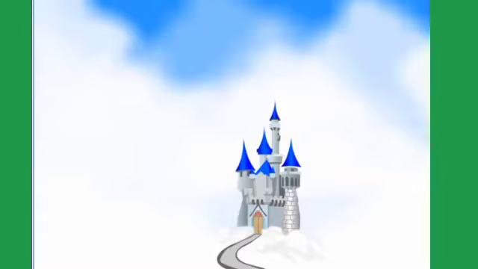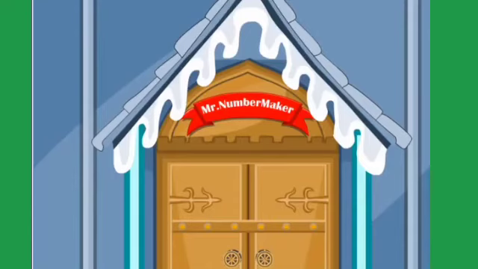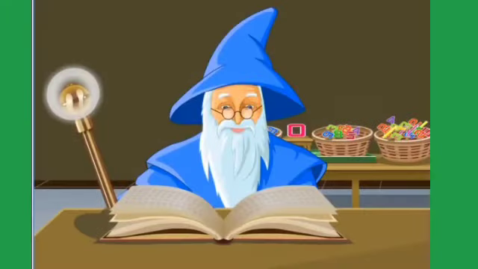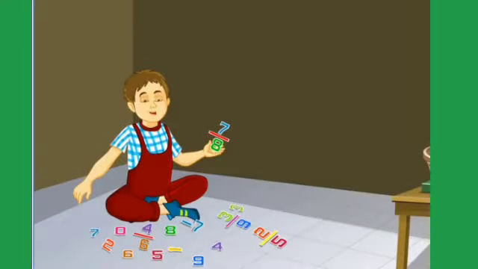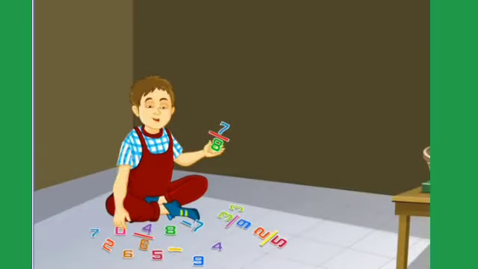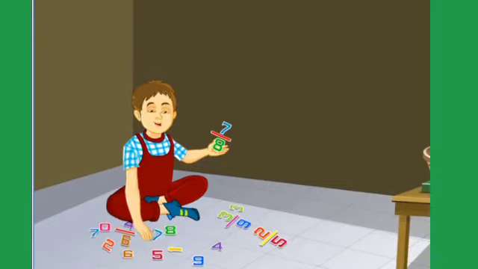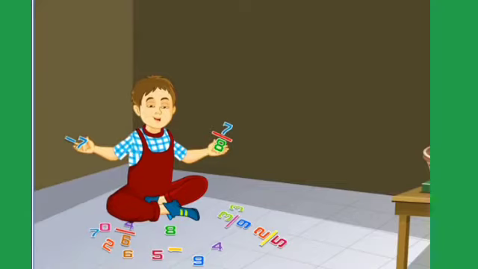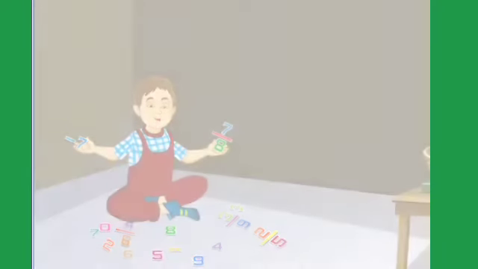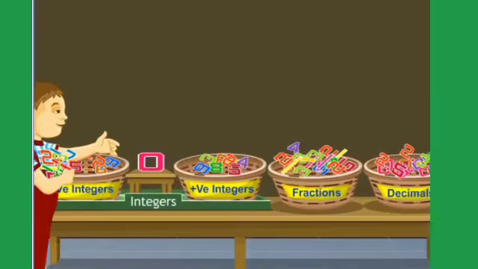High up in the sky, above the clouds, lives Mr. Number Maker. Mr. Number Maker makes all the numbers for us. This is Naughty Yank, Mr. Number Maker's grandson. He loves to play with Grandpa's numbers. He's always up to some mischief. Wonder what he's doing now.